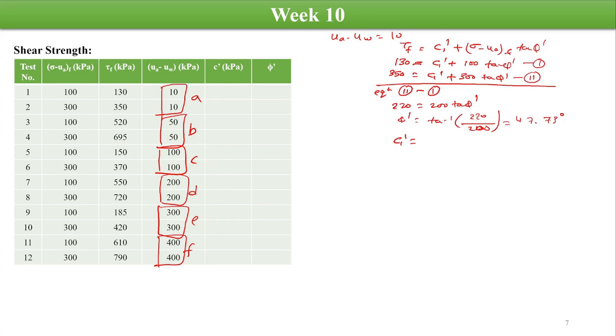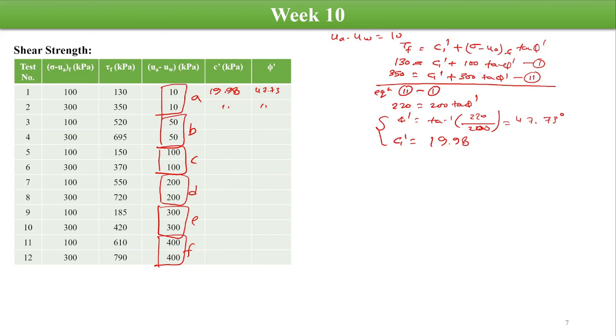If we calculate c1 dash, then we get 130 minus 100 times tan of 47.73, which will be equal to 19.98, right? So the first set of phi dash and c dash we have determined. Write it here: c dash is 19.98 and phi dash is 47.73. It will be the same for both.